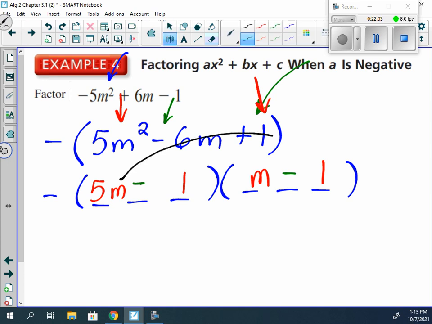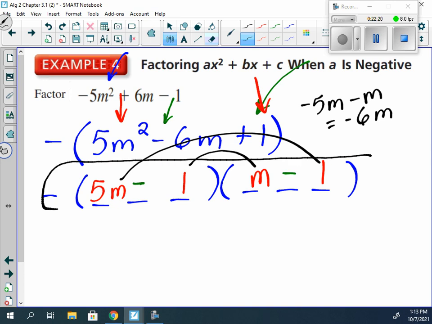Now the last thing we need to do is check it. 5m times -1 is negative 5m. -1 times m is negative m, which gives us negative 6m, which is exactly what we wanted. So this here is the correct answer. That's all we have to do for this here. I'm so happy.